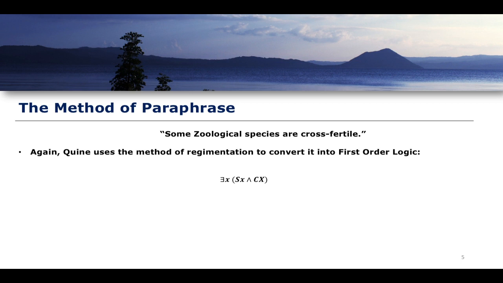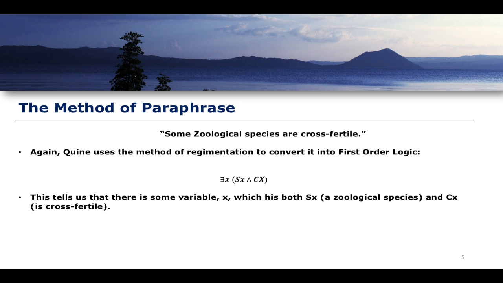It tells us that for some x, the variable x will be a species, and the variable x will be cross-fertile. C is the predicate representing cross-fertile, and S is the predicate representing species. So for some x, x will be a species and x will be cross-fertile. There will be some species that are cross-fertile. That is what this says, like I've just written here.